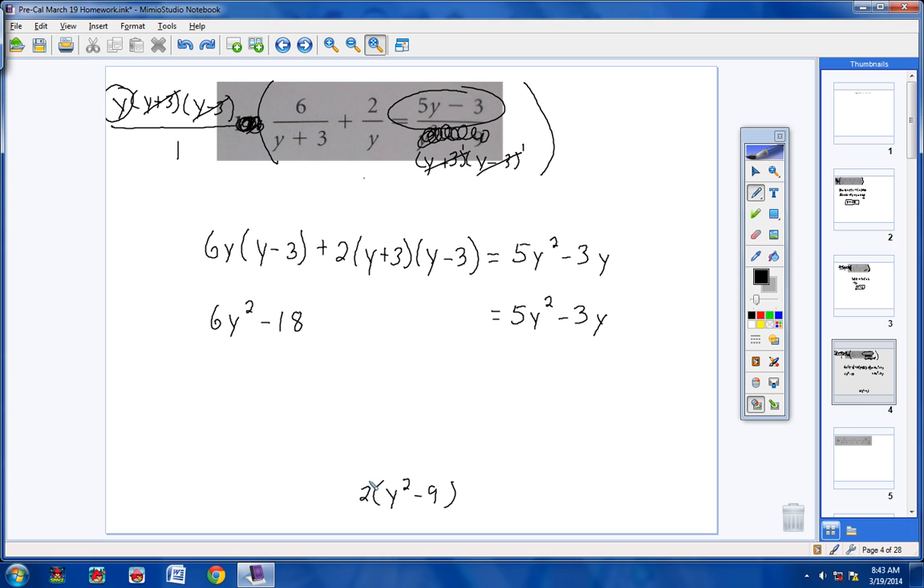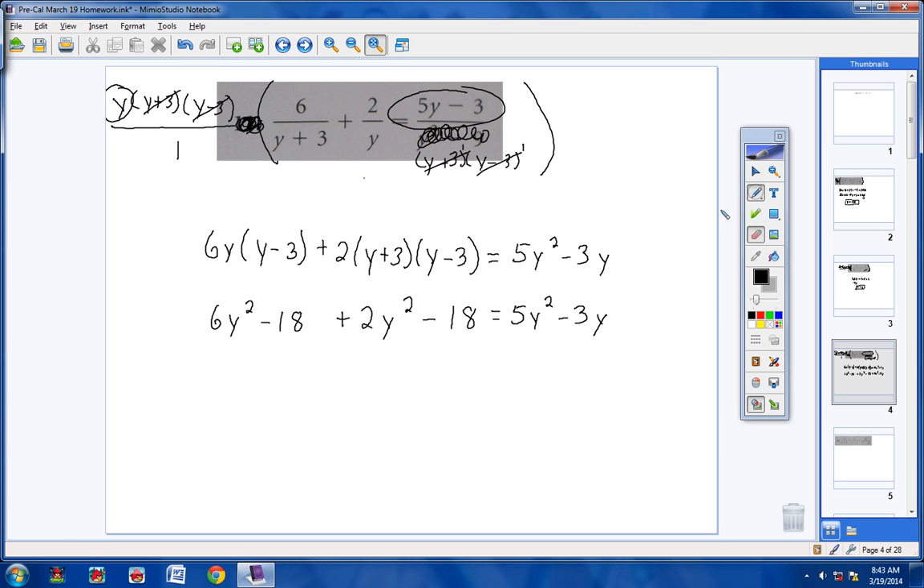And then there's a 2 here, so when you multiply your 2 through, you're going to end up with 2y squared minus 18. So all of this right here simplified down to this right here. Okay? All right, moving on.